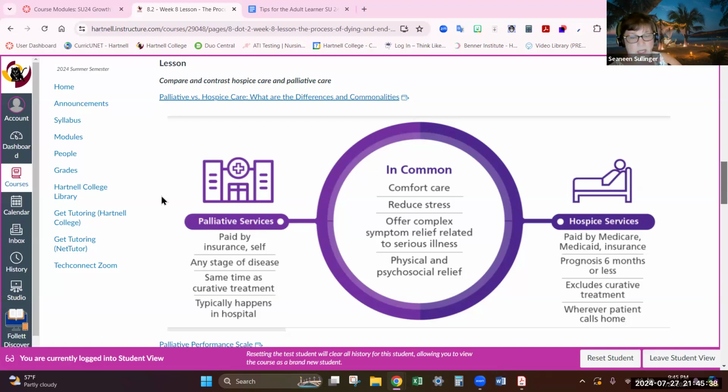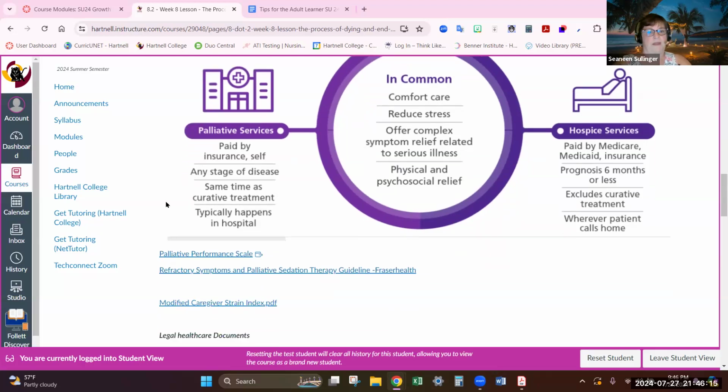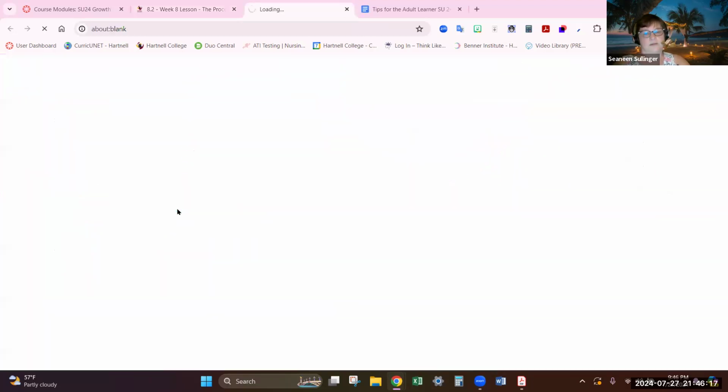And then what they have in common is that they provide comfort care, not only for the person who's experiencing the illness, but for the family as well. They can reduce stress for the person and their family. They can offer symptom relief related to a serious illness, including medication, non-pharmacological things, and also physical and psychosocial relief. So I think those are really great services that they both offer. And so this article will tell you what's similar and different, so compare and contrast.